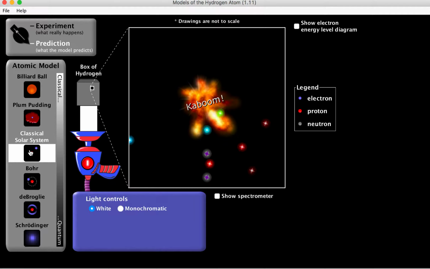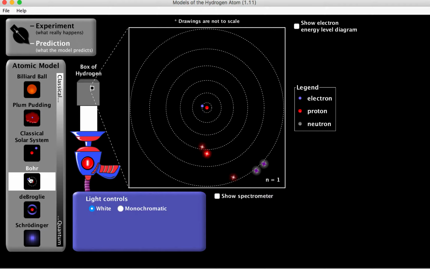The classical solar system model, we'll do that one again. That goes round and round and then collides with the nucleus, and so that's it for that. Now the Bohr model. This electron is going around here, and then it gets excited, and then a photon went out and it went back to the ground state. Oh, there it is. Now it's back down.